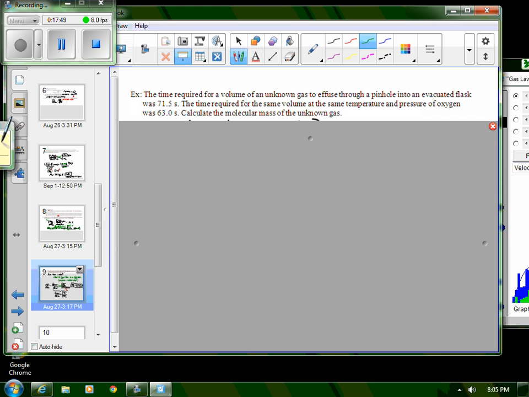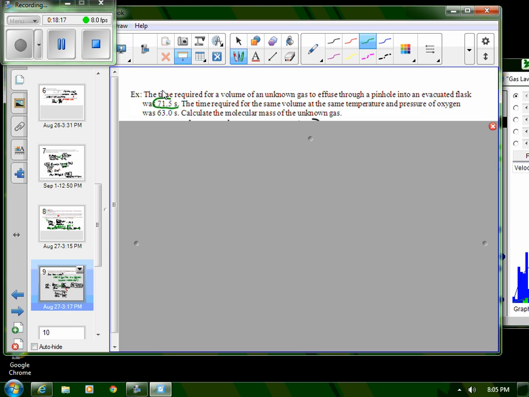All right, you guys, I gave you one last problem. This one's a little bit trickier. It says the time required for a volume of unknown gas to effuse through a pinhole is 71.5 seconds. The time required for the same volume and same temp and pressure of oxygen is 63 seconds. So again, we're basically comparing something that is known to an unknown, and again, we'll be able to figure out the molar mass. The key that's different here is notice the information I gave you.